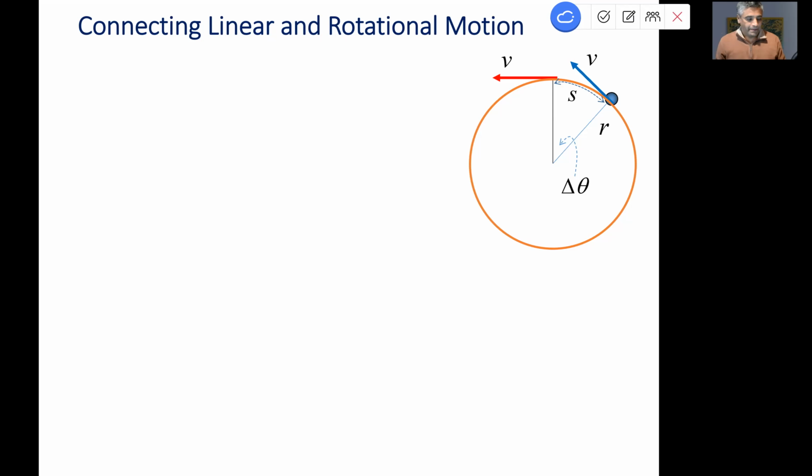So, in this case, we are talking about rotational motion. Sometimes rotational and circular motion may look very similar, okay? But there is a difference there.